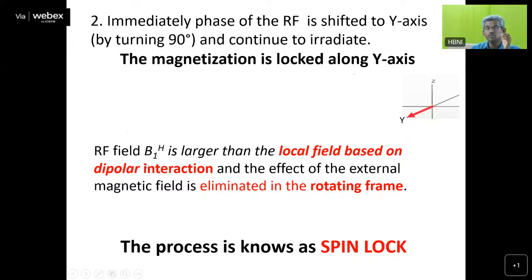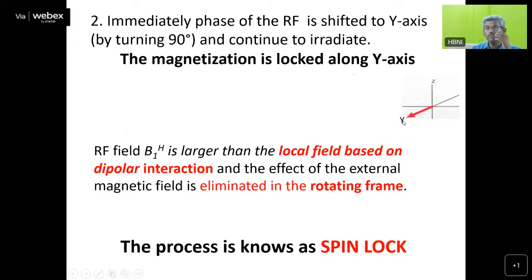So what is the radio frequency field? That radio frequency, let us say, is B1, where B1 is nothing but the second field. The first is nothing but the applied magnetic field, that is B0. It is given the notation B0 because it's a static field. And this B1 field is applied to lock the magnetization along the Y axis. That is called the lock field. Correct?